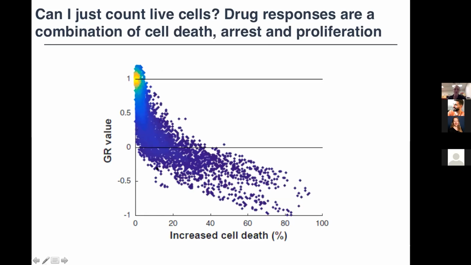And the point I think I want to make is clearest by looking at GR values of 0. And so what I hope you can appreciate here is that a GR value of 0 can correspond to a purely cytostatic response in which there's no increased cell death, or a mixed response in which there's a high fraction of cell death, which obviously then has to be balanced by some proliferating population.